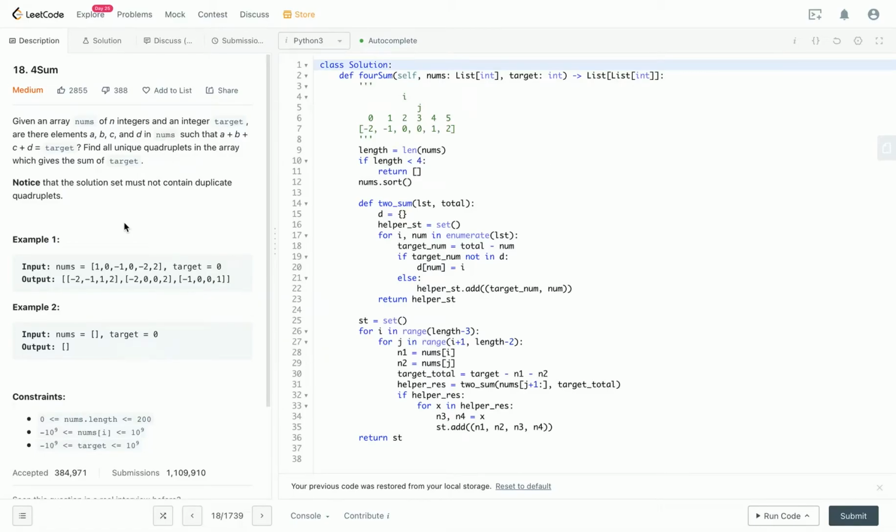Hey, how's it going? So today we're gonna do LeetCode Foursum.